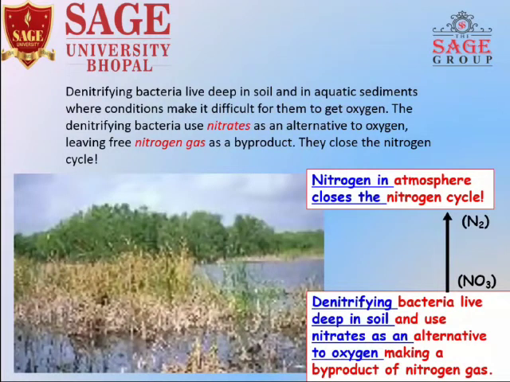Denitrifying bacteria live deep in the soil and in aquatic sediments, where conditions make it difficult for them to get oxygen. These denitrifying bacteria use nitrates as an alternative to oxygen, leaving free nitrogen gas as a byproduct. They close the nitrogen cycle, and as a result, nitrogen is again returned back into the atmosphere.